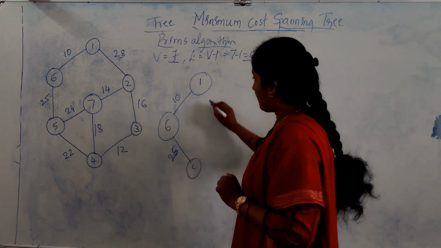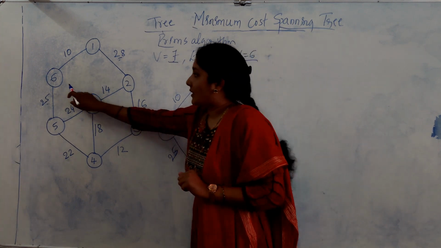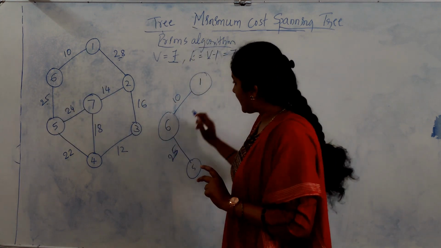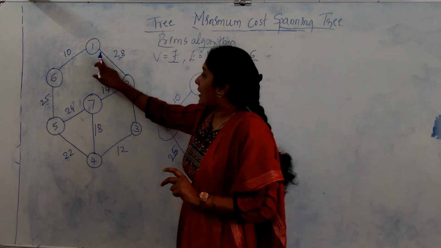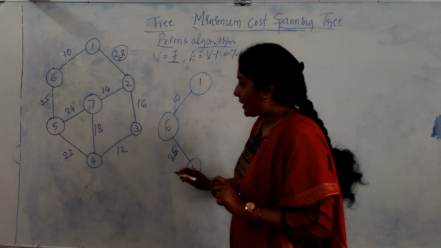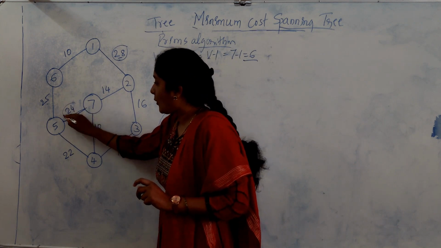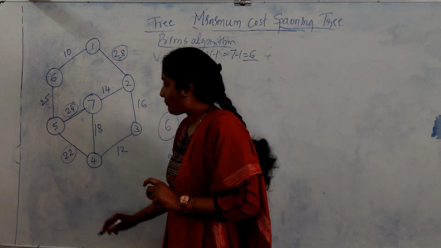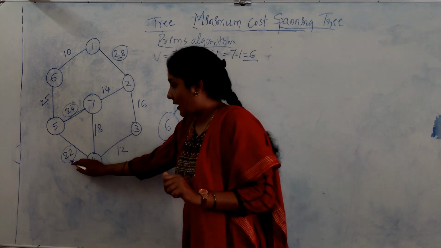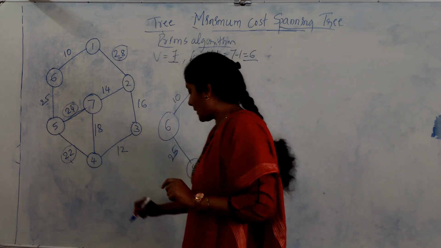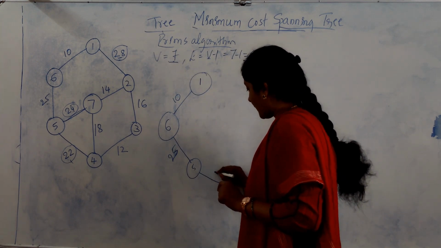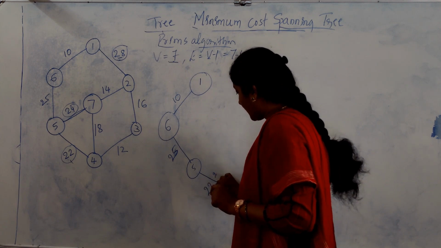Now the next one. Consider 6 is over. 6 was connected only to 1 and 5 and that is over. Now consider only 1 and 5. 1 is connected to 2 with weightage 28. 5 is connected to 7 and 4 with weightage 24 and 22. So among 22, 24, 28, which is the lowest? 22. So consider this one. 5 is connected to 4 with a cost of 22.